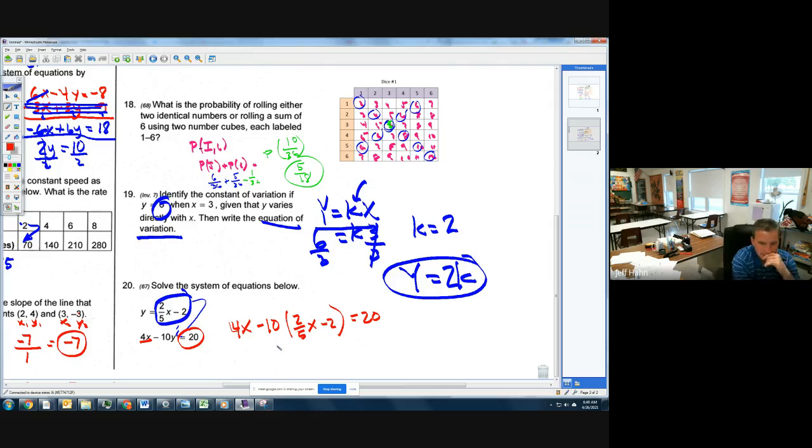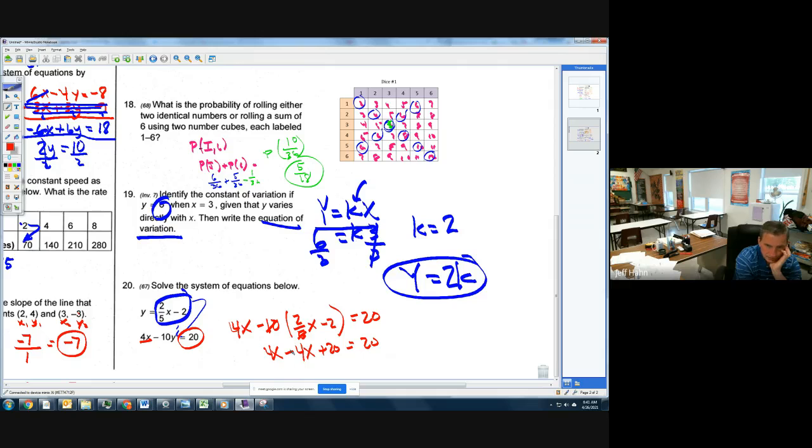Like I said, that's not a bad deal because I know this fraction is going to go away because of the 10 and the 5 on the bottom. So I end up with this 4x. 10 cross cancels with the 5. 10 over 1 gives you 2, 4. You get a negative 4x. And a negative 10 times a negative 2 is a plus 20. And that equals 20.